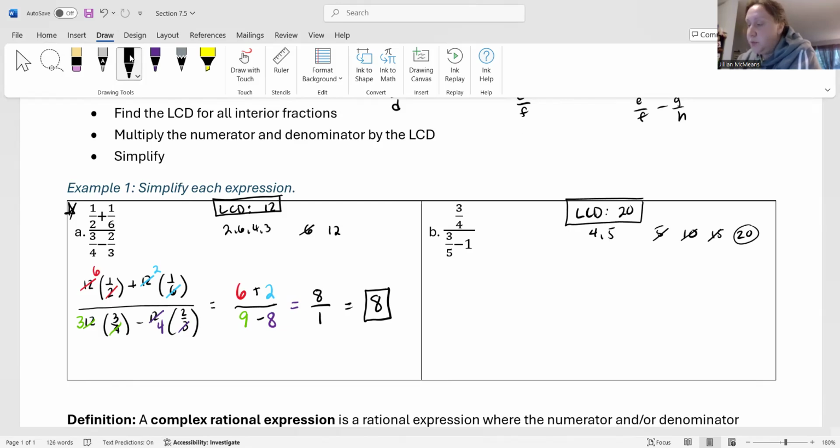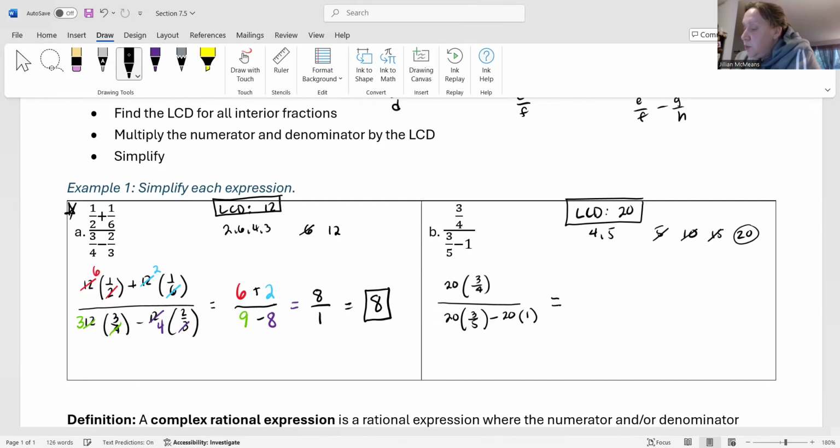So just like in part A, we're going to multiply each part of this complex fraction by the LCD. So I'm going to take 20 times 3/4 in the numerator. And then I'm going to divide that by 20 times 3/5 minus 20 times 1. And even though that 1 in the denominator is not a fraction, it still has to get multiplied by the LCD. You're essentially multiplying the whole denominator by the LCD, and then you distribute. I'm just kind of showing that the distributive property already. So make sure all individual terms in the complex fraction get multiplied by the LCD. And then we can simplify.